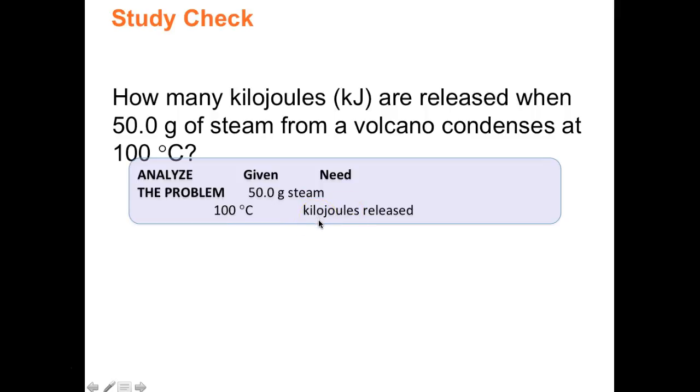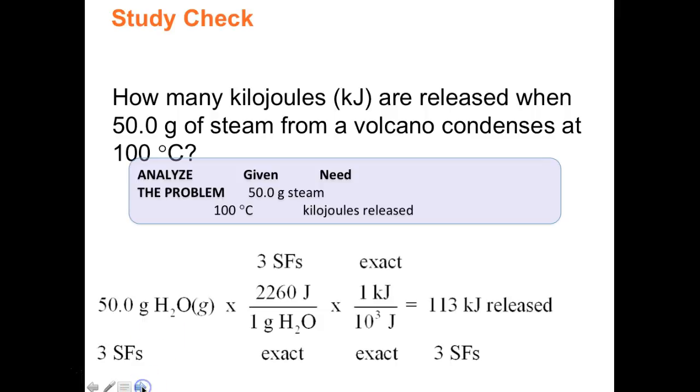Okay. So when steam condenses to liquid water, it releases 2260 joules per gram of H2O. And so you will take the 50 times the 2260 and get your answer in joules, but then you need the answer in kilojoules. So divide by 1000, and so 3 sig figs, and therefore your answer is 113 kilojoules.